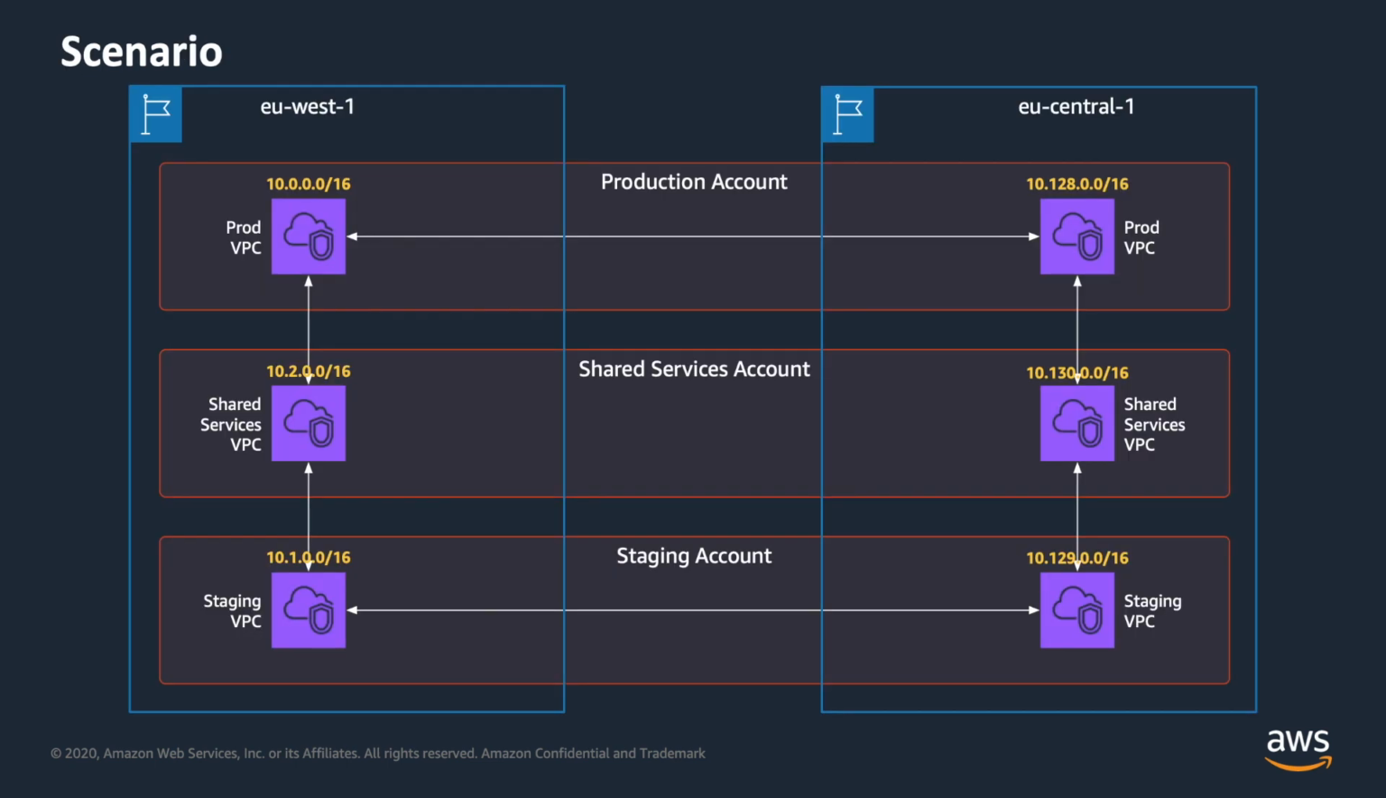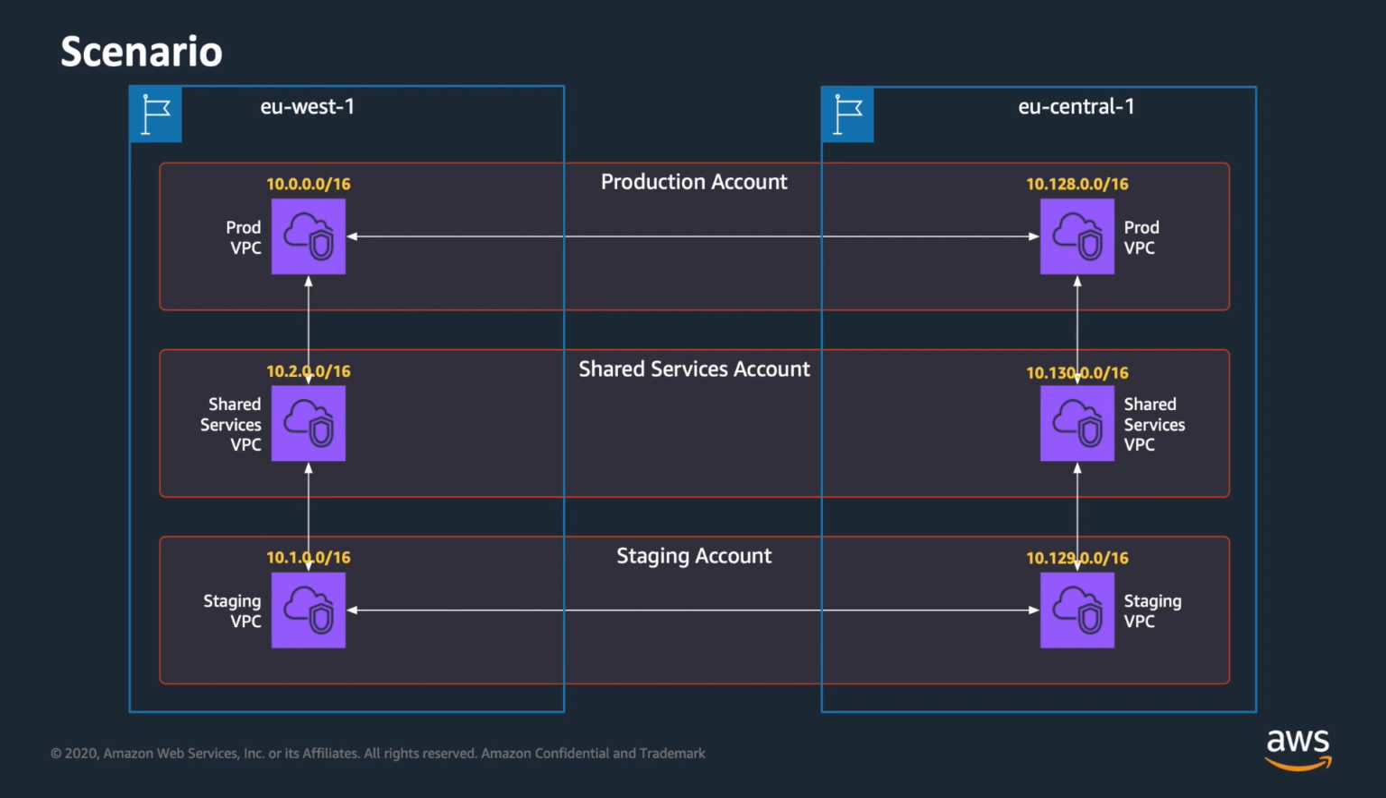For the purpose of this demonstration, I will cover a scenario where you have 3 VPCs in 2 AWS regions: production, staging, and shared services. Each of these VPCs is configured in a different AWS account. What we want to do is to enable networking across regions between VPCs so that workloads in the production VPC in one region can reach workloads in the same VPC and account in the other region. The same applies to the staging VPC.